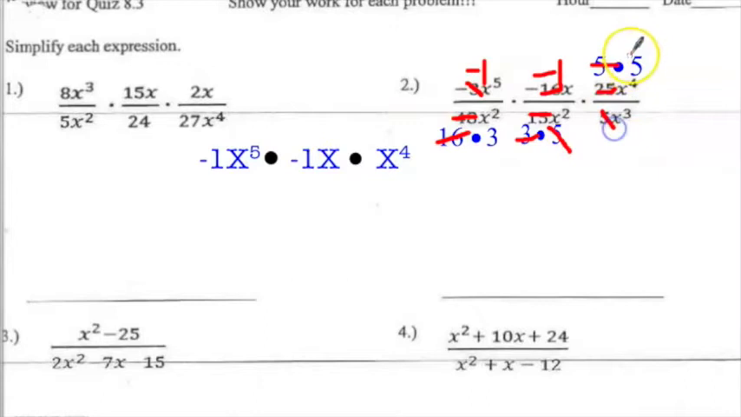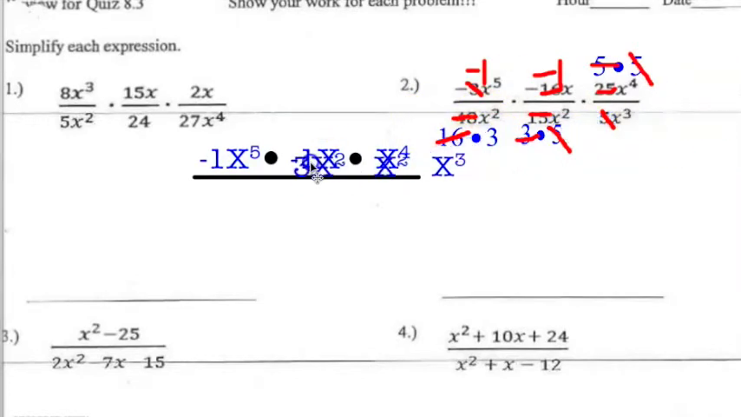I have a 5 here and a 5 there. I'm going to bring down a big fraction bar, and then I'm going to rewrite this as 3x squared and x squared, and I'm going to put my multiplication in here, and that's x to the 3rd is left. Now let's eliminate the x's.